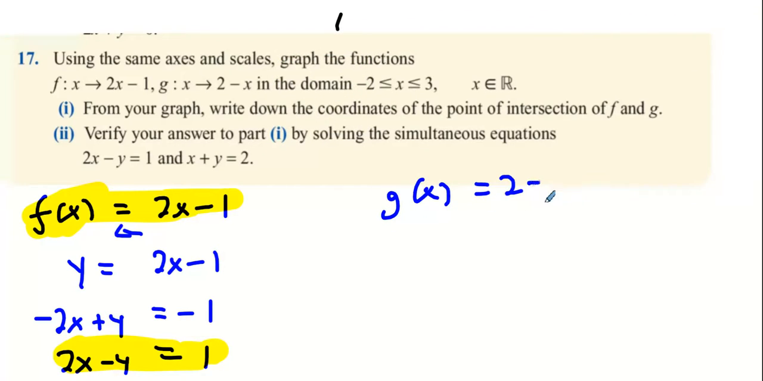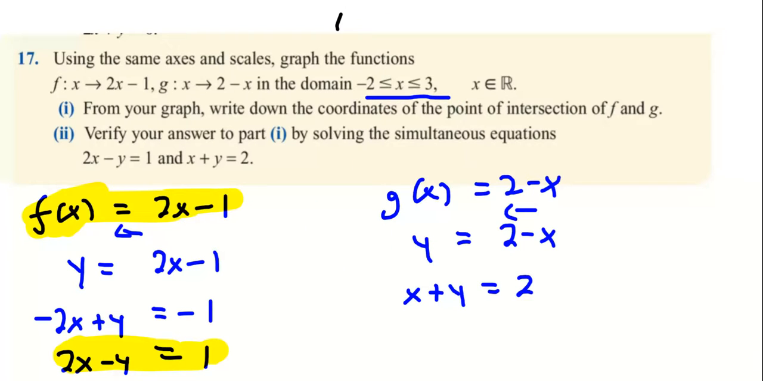Okay, then we're going to go to g of x, which equals 2 minus x. Then we replace g of x with y, because y is the output. Bring the x over to the other side, and we're going to get x plus y equals 2, because minus x on the right, when it moves to the left, is a plus x. Now, I've got to draw these two graphs from -2 up to 3.